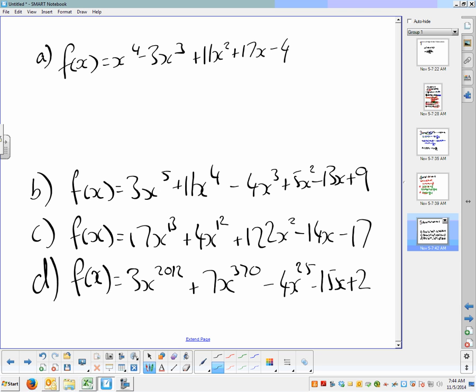And there's the last three. Again, you can check them against the examples in the book. Can you find the sum of the zeros and the product of the zeros?